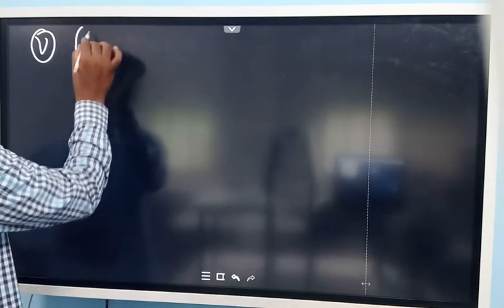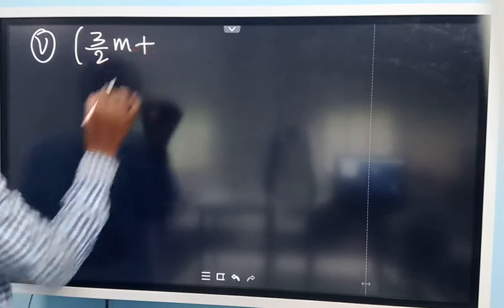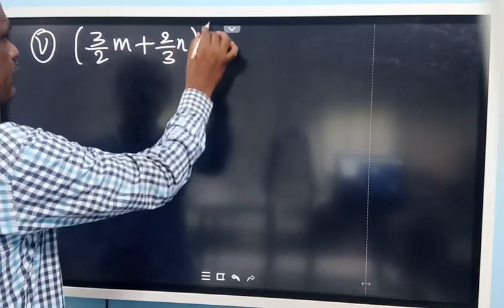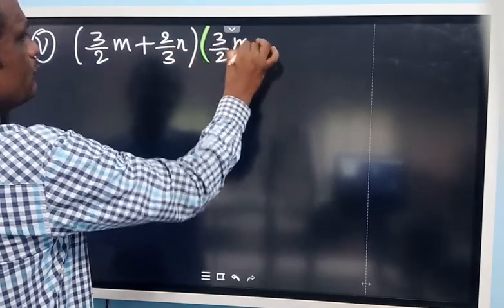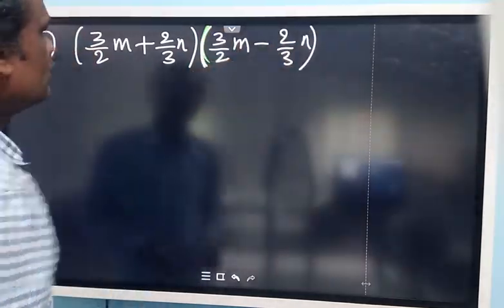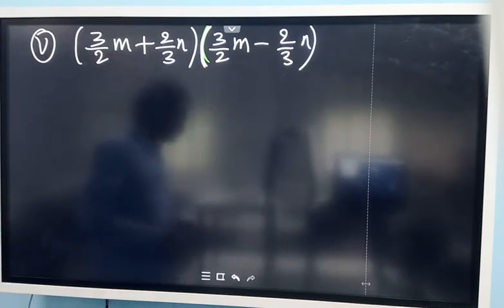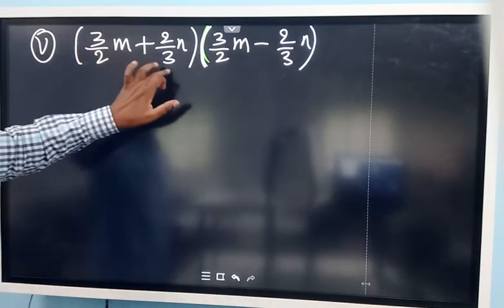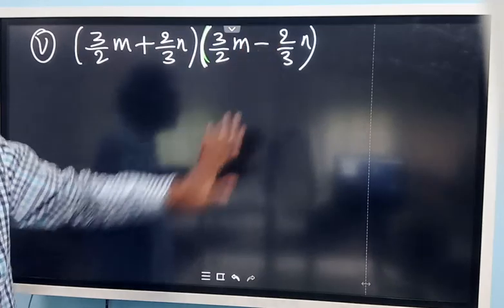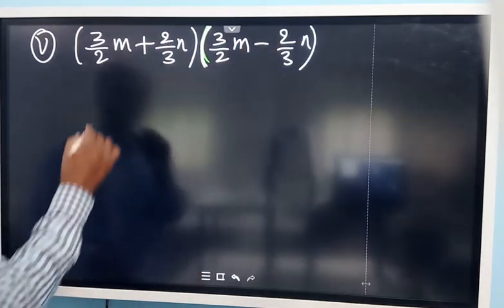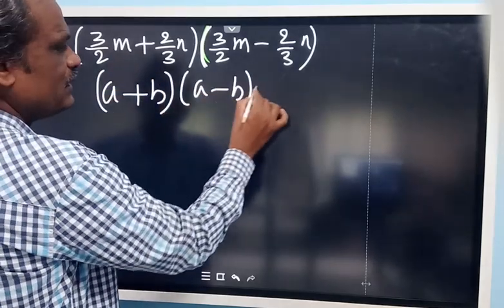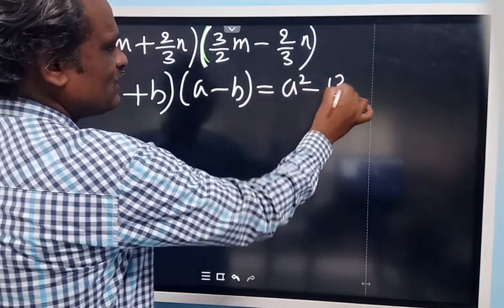3 by 2m plus 2 by 3n into 3 by 2m minus 2 by 3n. So look at this question. We can recall one identity. 3 by 2m plus 2 by 3n, 3 by 2m minus 2 by 3n. Same here, same here. Only the positive and negative sign differ. So you can recall a plus b into a minus b is equal to a square minus b square.